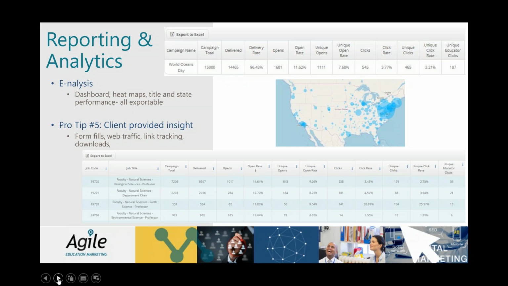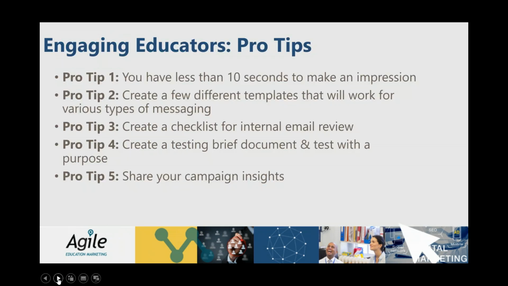Okay, so let's go over my pro tips. Pro tip number 1, you have less than 10 seconds to make an impression. Pro tip number 2, create a few different templates that work for various types of messaging. And included in this is crafting your message for your audience and creating a great landing page. Pro tip number 3, create a checklist to ensure your email is following best practices, from the build and design to the functionality and ability to meet campaign goals and objectives. Pro tip number 4, create a testing brief document and test with a purpose.